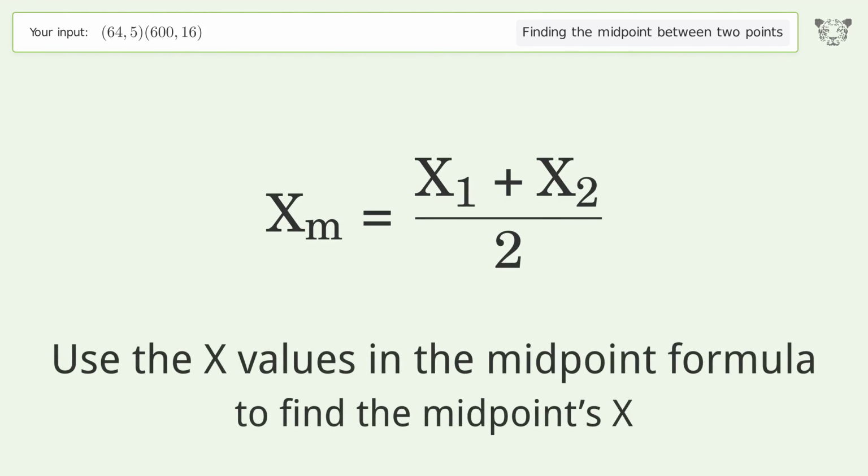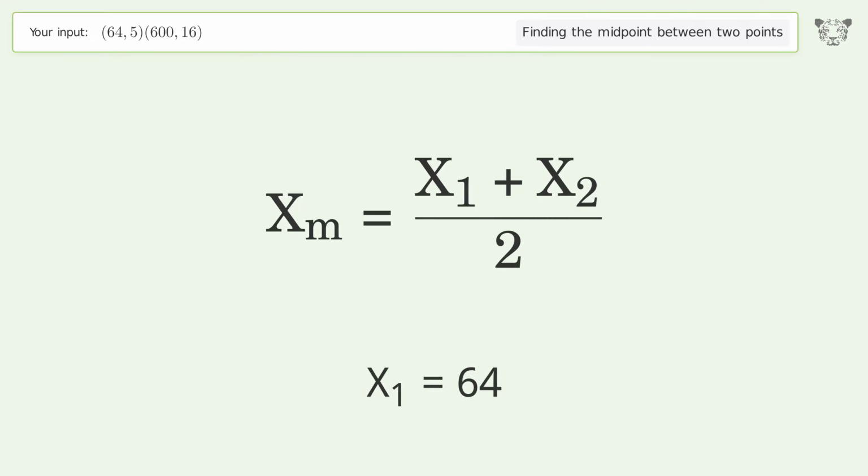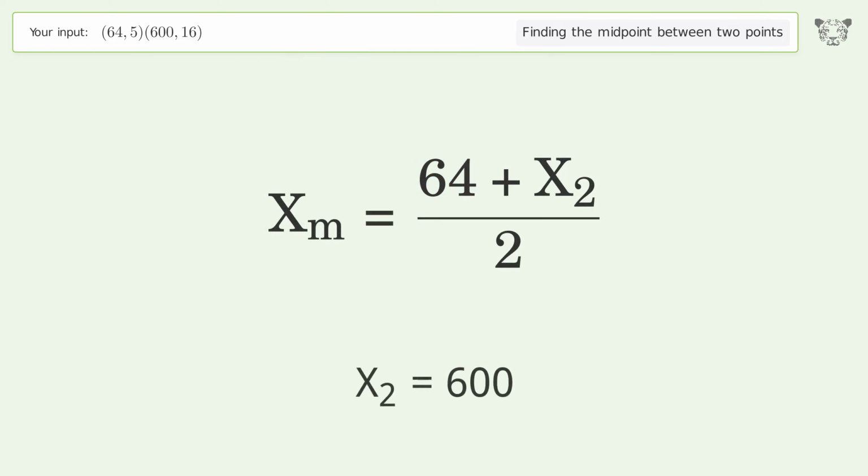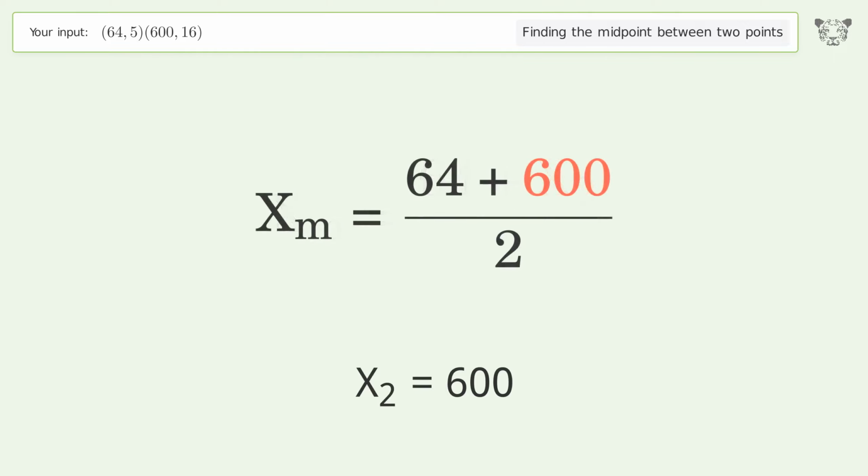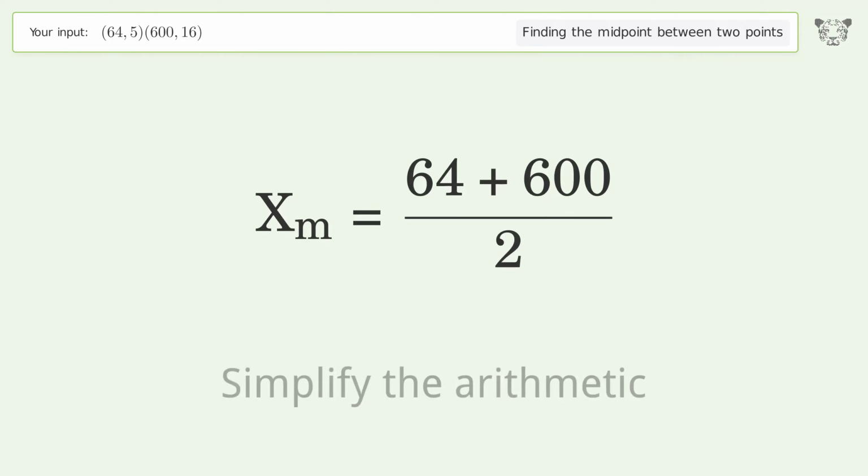Use the x values in the midpoint formula to find the midpoint's x. x1 equals 64. x2 equals 600. Simplify the arithmetic.